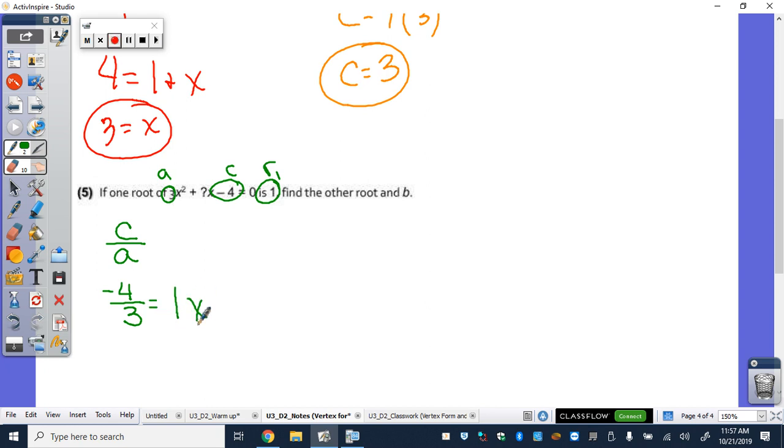One root is the number 1. The other root I don't know yet, so I'm going to call it x. So what does x end up equaling? It would just be negative 4/3, because 1x is just the same as x. So our other root is negative 4/3.